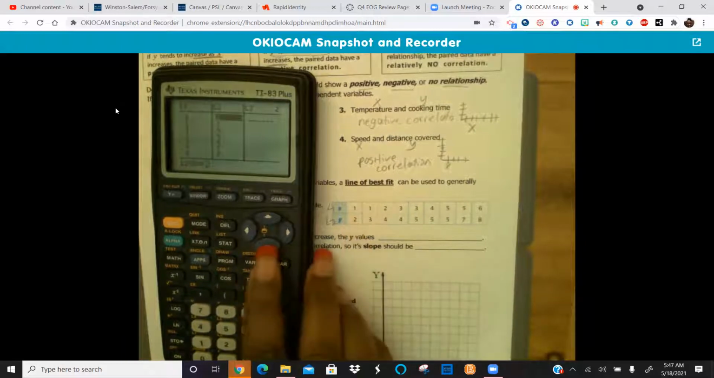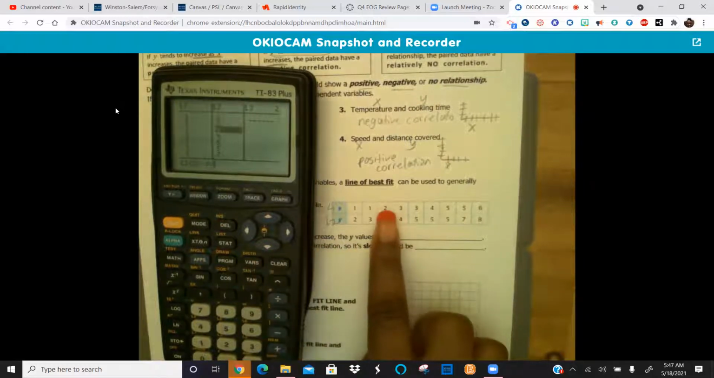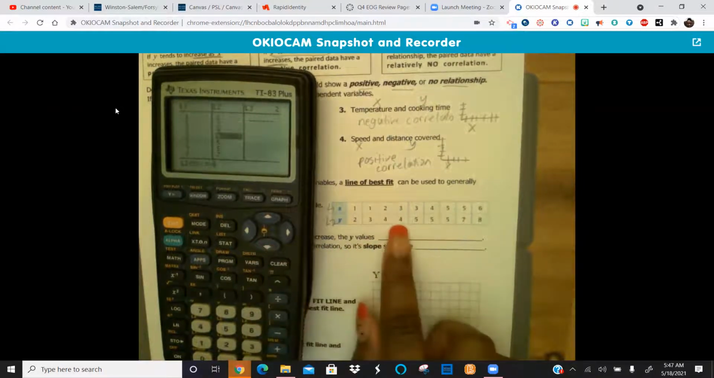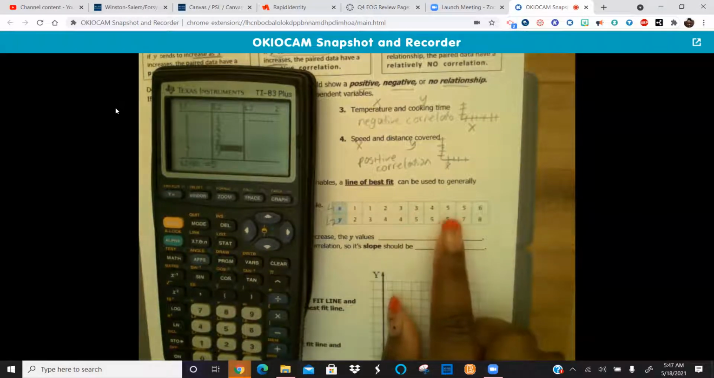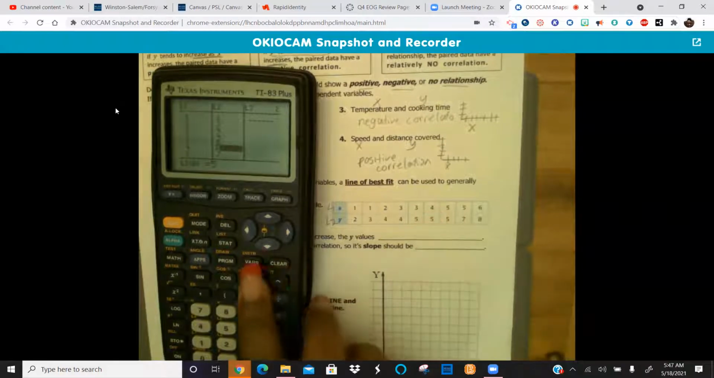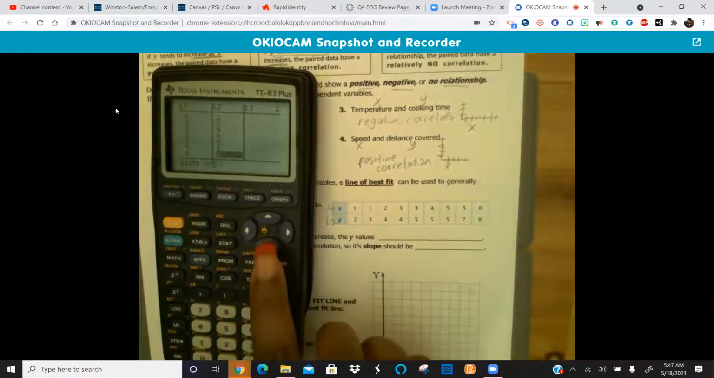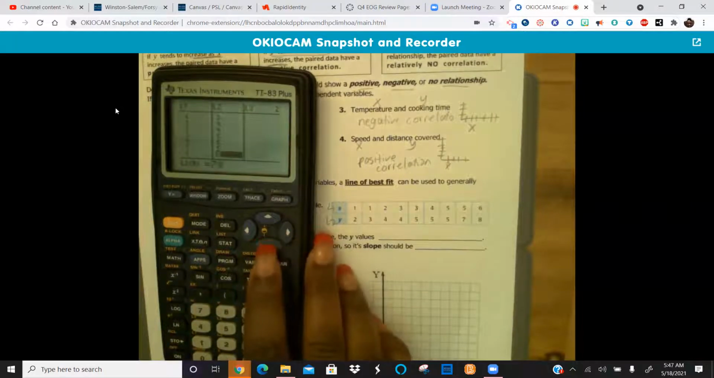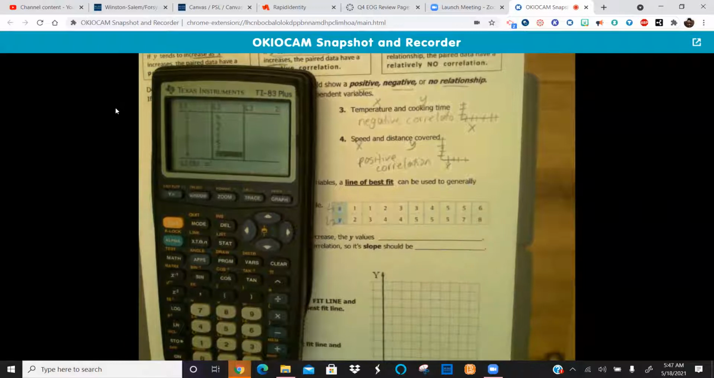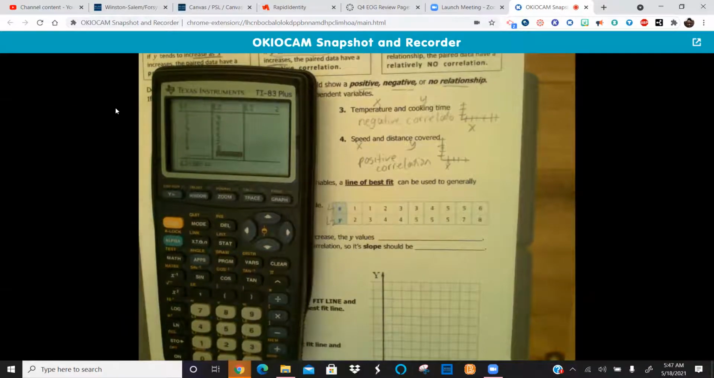So you got 2 there. You got 1 and 3. You got 2 and 4. You got 3 and 4. You got 3 and 5. Wait a minute. Yeah. You got 4 and 5. Then we have 5 and 5. That's what I was missing. Then I got 5 and 7. And then I got 6 and 8. There we go. Okay. All right. Always make sure to double check to make sure that you have all your points typed in.